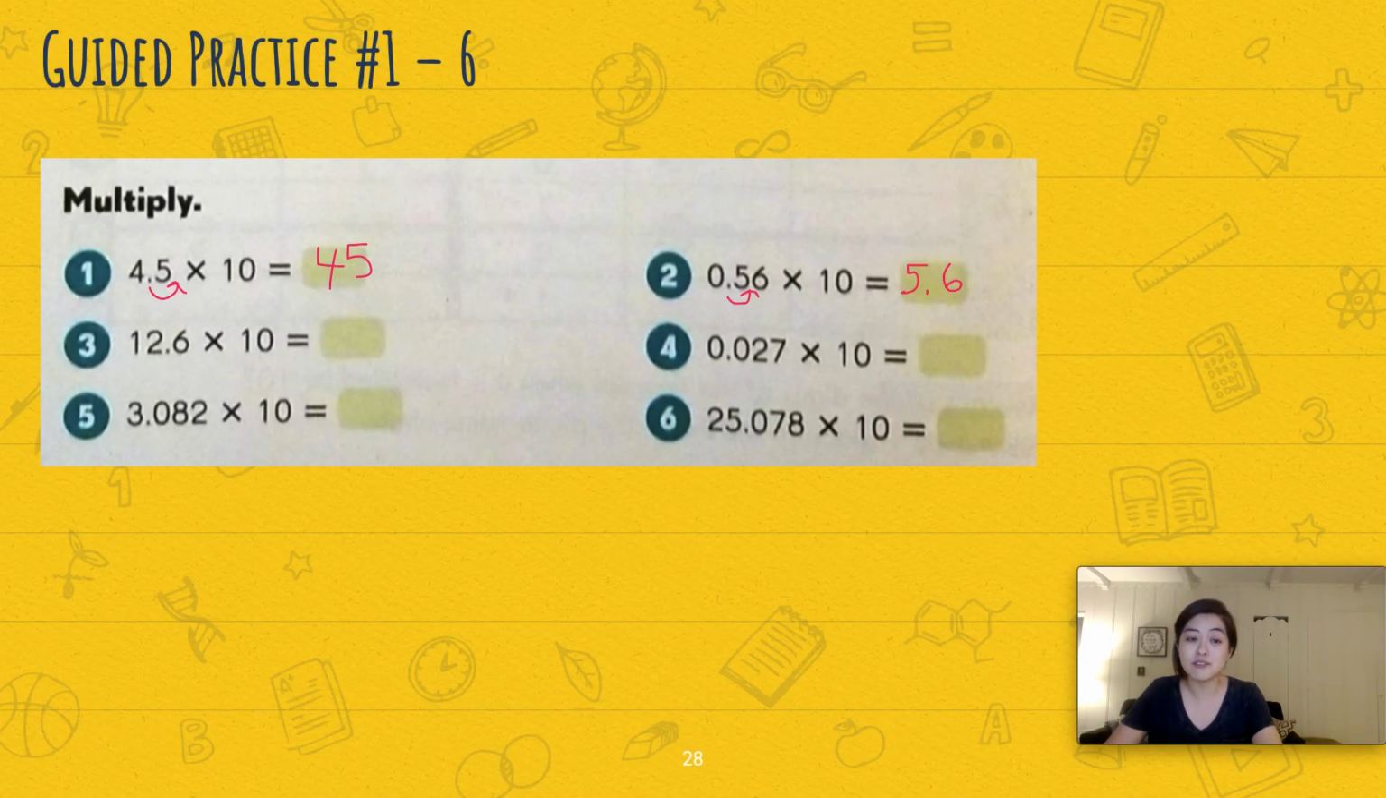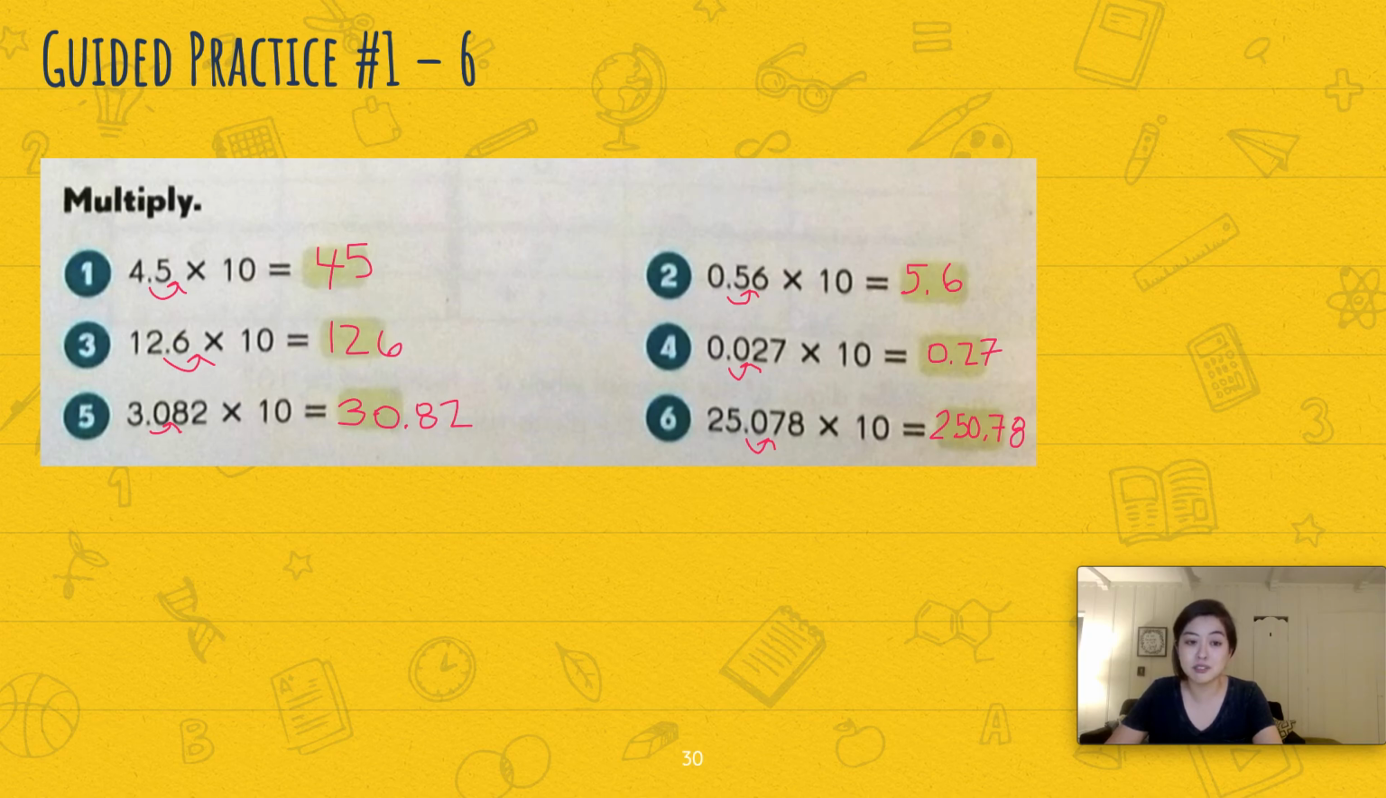So 4.5 times 10 becomes 45. 0.56 times 10 becomes 5.6. 12.6 times 10 becomes 126. 0.027 times 10 becomes 0.27.